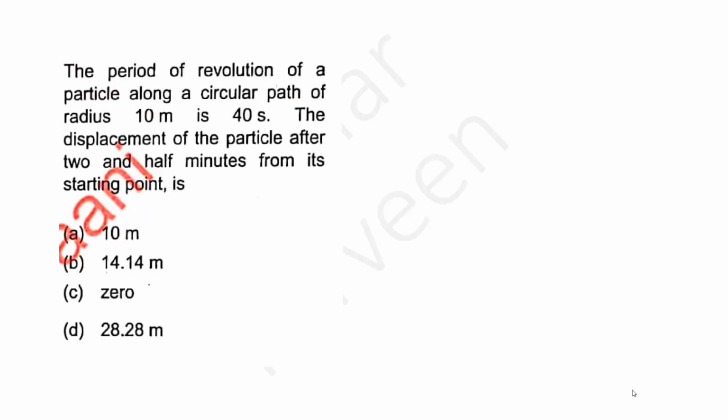This is another question based on the period of revolution of the particle along a circular path. They are asking that if the period of revolution of a particle along a circular path of radius 10 meter is 40 seconds, the displacement of the particle after 2.5 minutes from its starting point is. So, here they are using two concepts, the concept of displacement and the concept of period of revolution. Now, they have given time is equal to 2.5 minutes. That means 2 minutes and 30 seconds. Convert the 2 minutes also into seconds. That means you multiply 2 with 60 seconds and add it with 30 seconds. So, total time which is given in the question becomes 150 seconds.